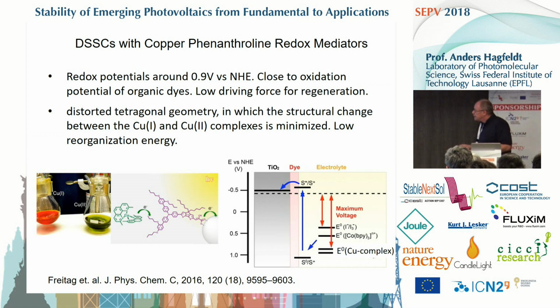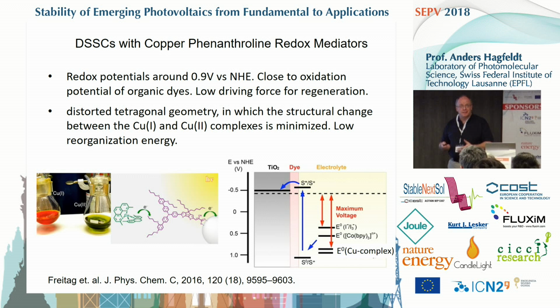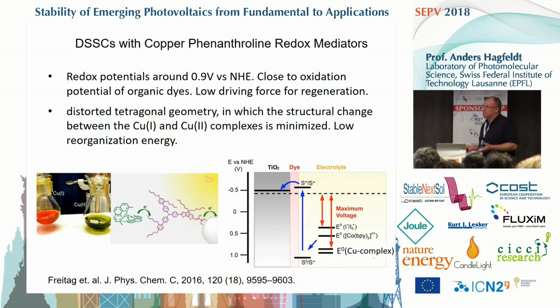But the thing here is, if we compare the redox potential to the oxidation potential, we have a driving force, or well, I happened to teach thermodynamics yesterday too. So delta G is something like 0.7 volts here, and that's a big potential loss internally. So that's where we think we have the chance to do something.